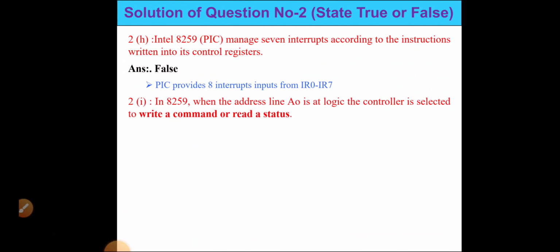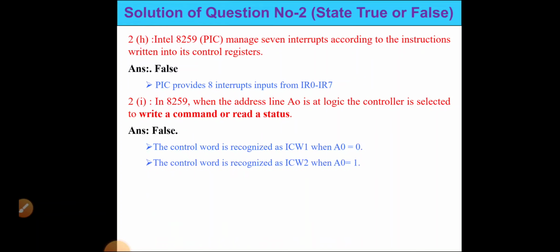Next, in 8259, when address line A0 is logic 0, the controller is selected to write a command or read the status. So this statement is also false, because the control word is recognized as ICW1 when A0 is 0. The control word is recognized as ICW2 when A0 is 1. Special mask mode is reset and status read is assigned to IRR.